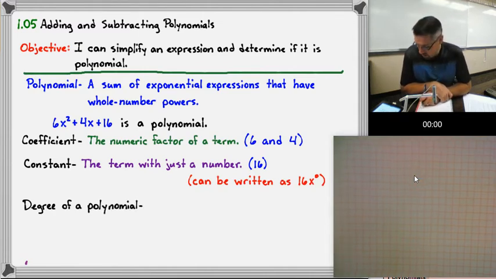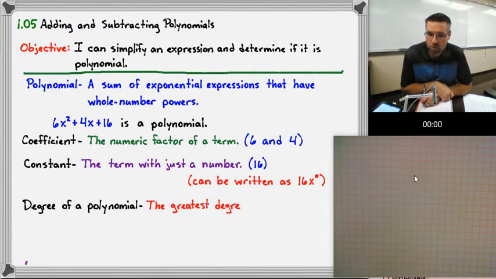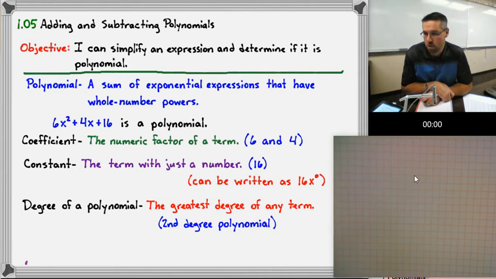Here's something else we would use. The degree of a polynomial is the highest power, or the greatest degree of any of the terms. So in this case, we can see this has a 2 as an exponent, this has a 1 as an exponent, and this technically has a 0 as an exponent. So the degree of this polynomial is second degree because the highest power is 2.